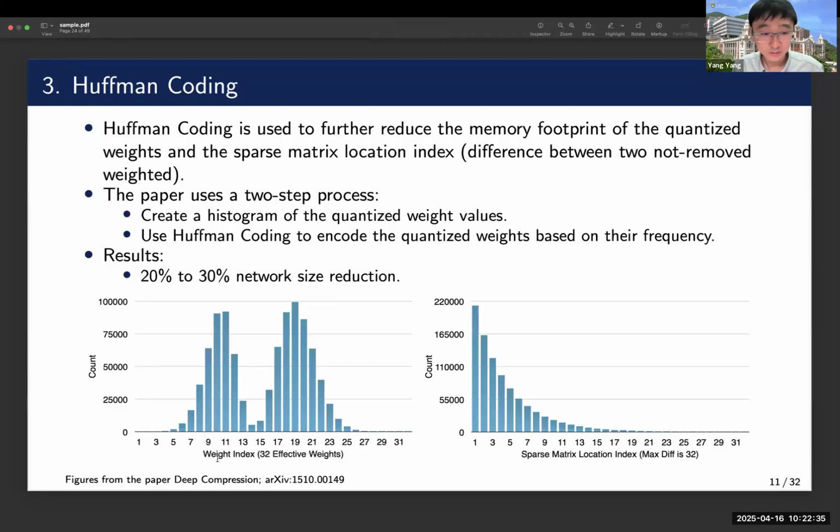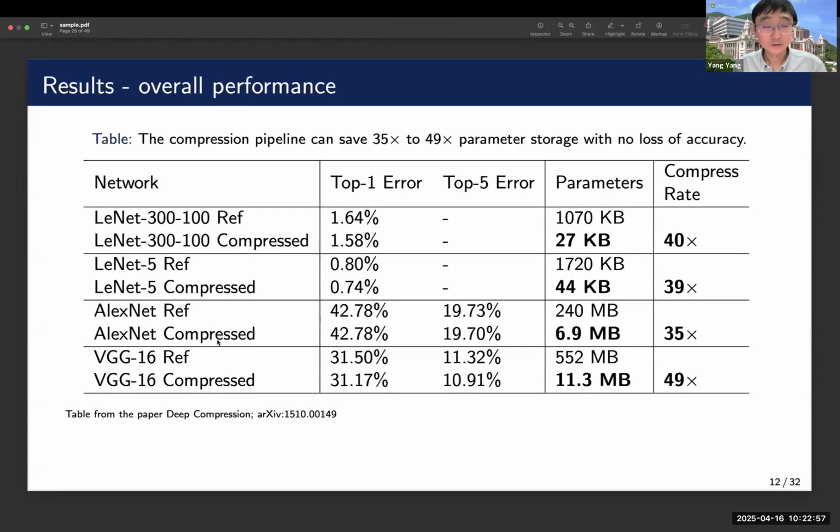As an example from the paper, they found the weight indices have a skewed distribution. For example, many weights are in the cluster number 9, so they can use a small code to represent number 9, which keeps it short in memory. The overall result of the model is quite good. They compare the prediction error between the compressed model and the original reference model. They observed a minor drop in the prediction error.